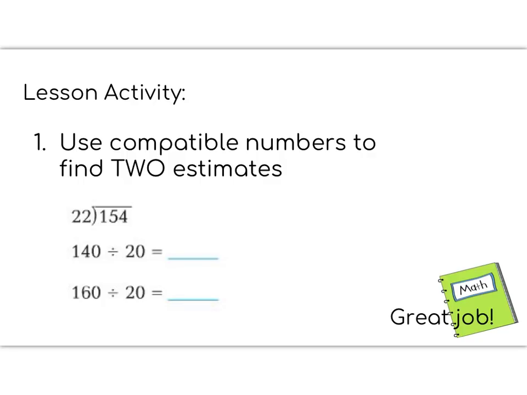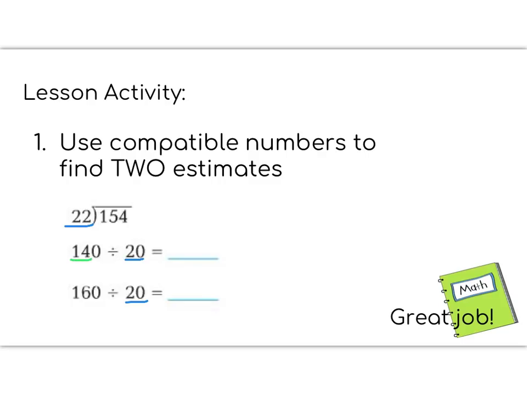All right, fifth graders, time for our lesson activity. Today's lesson activity asks us to use compatible numbers to find two estimates, a high estimate and a low estimate. And as you can see, we've already given you some help. We've rounded 22 to 20. And remember, then we want to look at if the first two digits are divisible by 2.